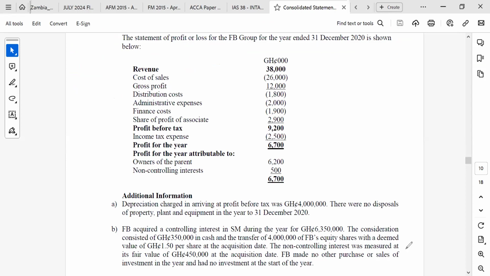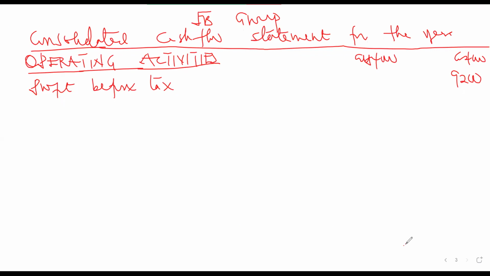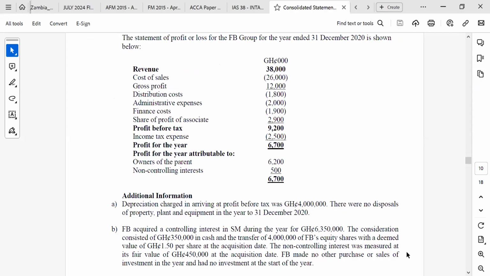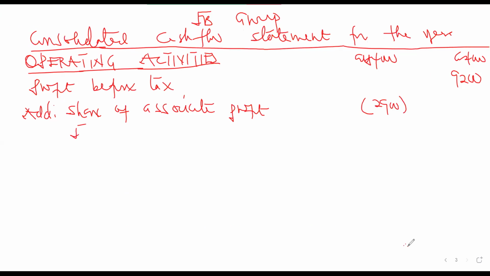So what do you do? The associate profit, is it cash that you are receiving? No, it's just a profit. So you now bring your add or your subtract. Then you have the share of associate profits. The share of associate profit is not cash. The only thing that you are going to be receiving from the associate is dividend, which will be the cash. So that will be a subtraction because that has been added to our profits, which is 2,900. So you subtract the 2,900. Our finance cost.